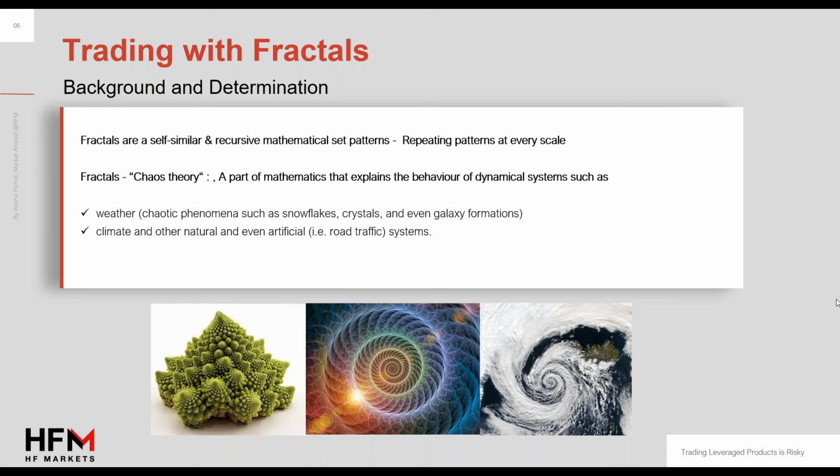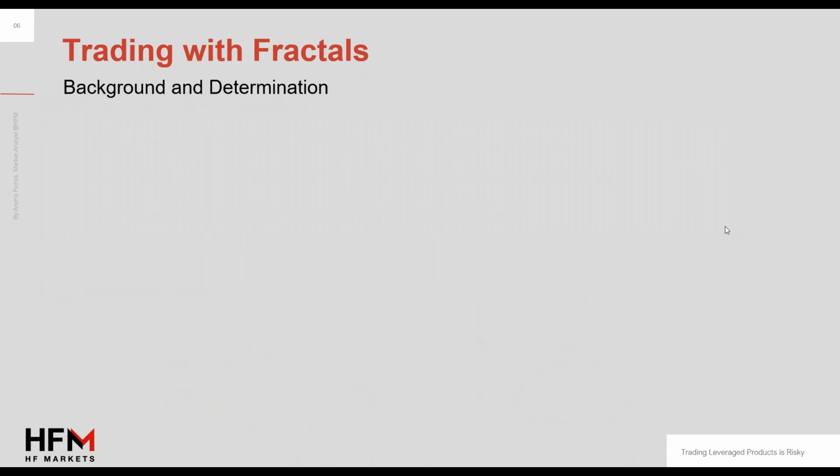So they are used by scientists to explain many, many phenomena. Okay, I know that this is a bit complicated, but this is just to be aware of what they are and how they started. They are based on the chaos theory, as I said. It's the part of mathematics that explains this behavior. And years after they were discovered, scientists, and more precisely mathematicians, found out that they can be applied in the financial markets as well.